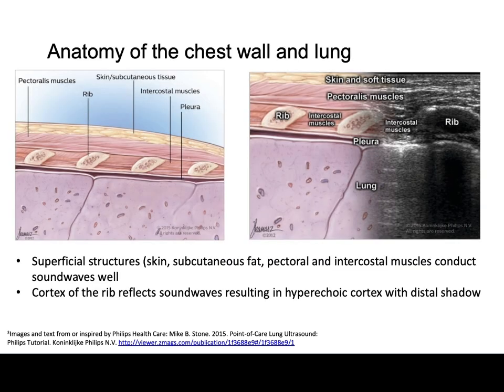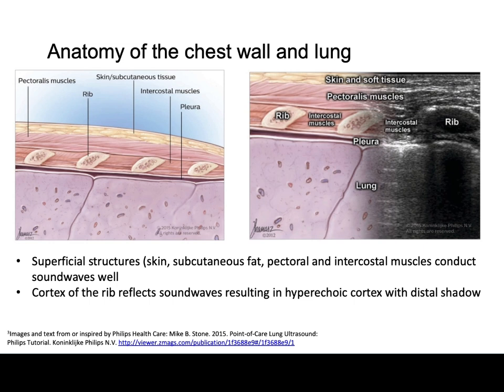Here's a schematic of the anatomy of the chest wall and lung. On the left-hand side of the slide, you can see normal anatomy of the chest wall and lung parenchyma, starting with the skin and subcutaneous tissue, the pectoralis muscle, the intercostal muscles and ribs, and then the pleura and lung parenchyma. On the right-hand side of the slide, you can see this contrasted with the appearance of normal anatomy on ultrasound.